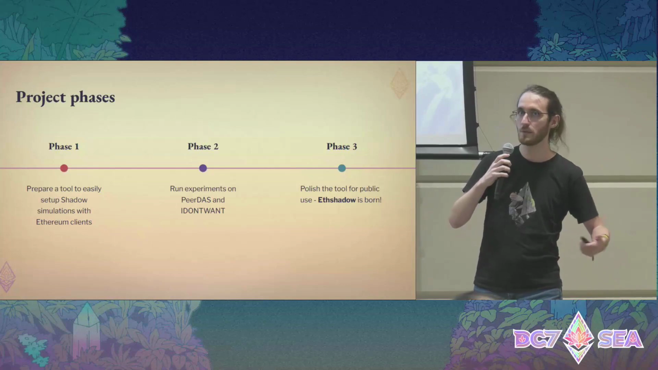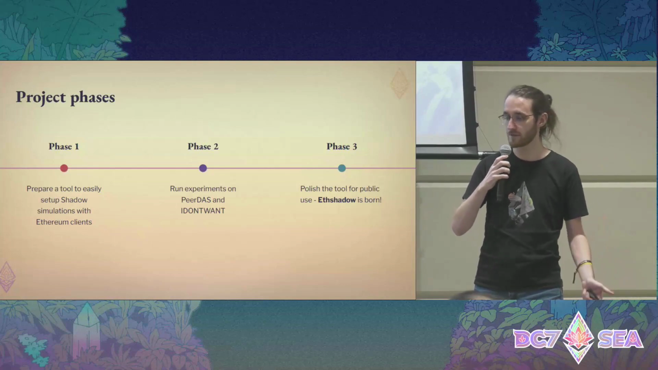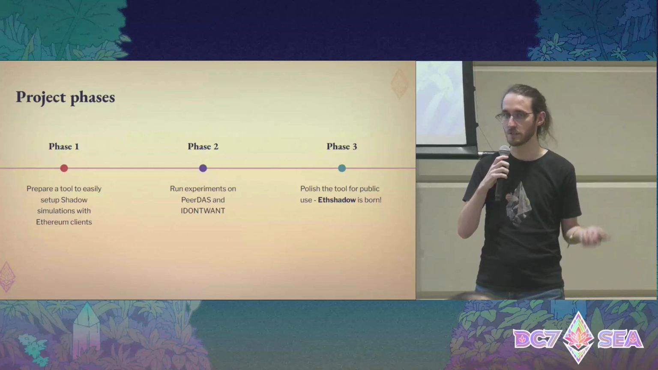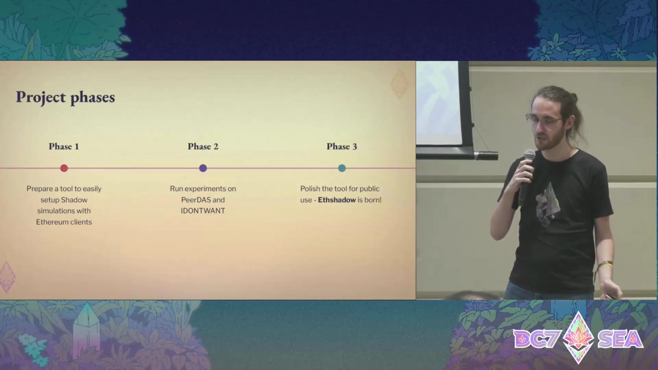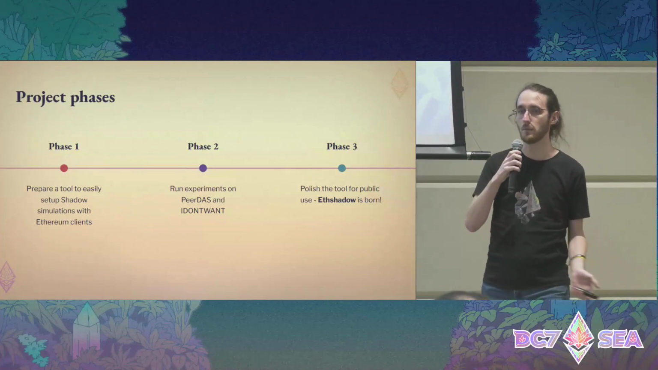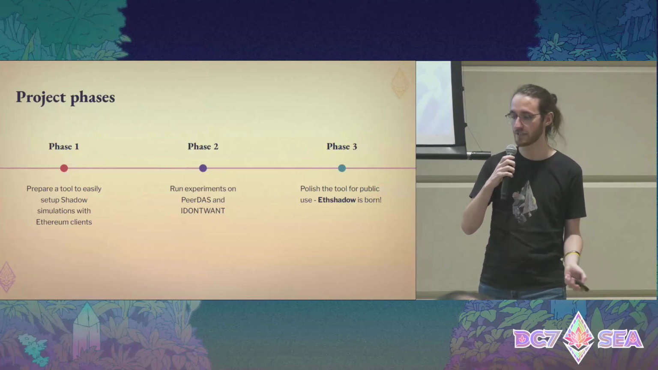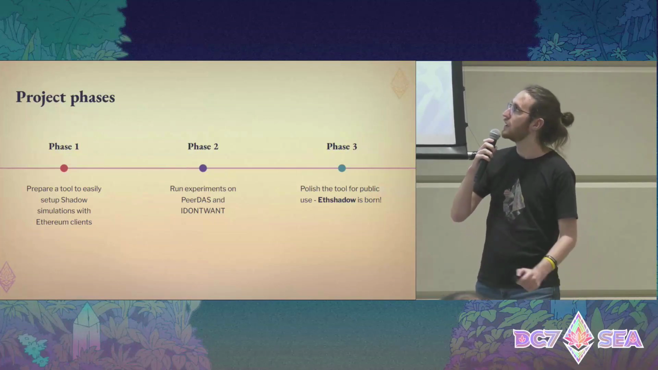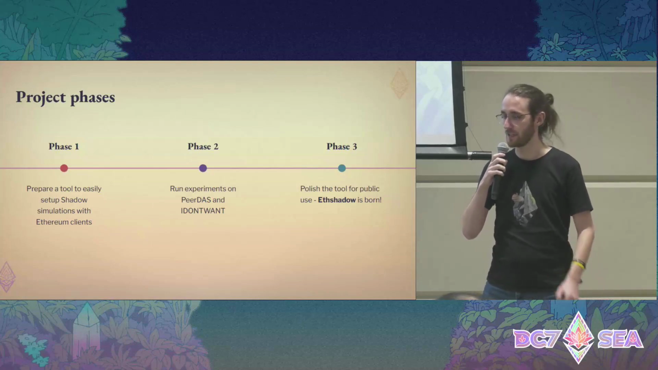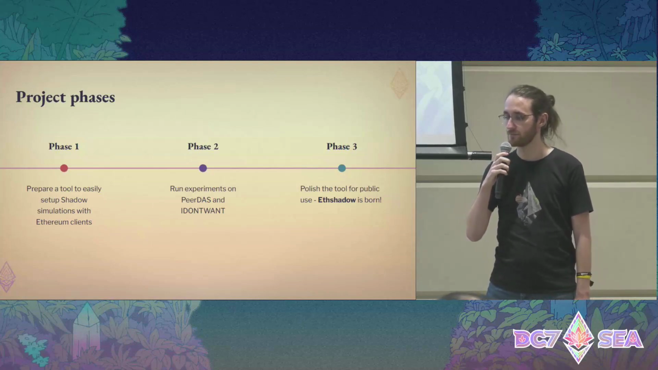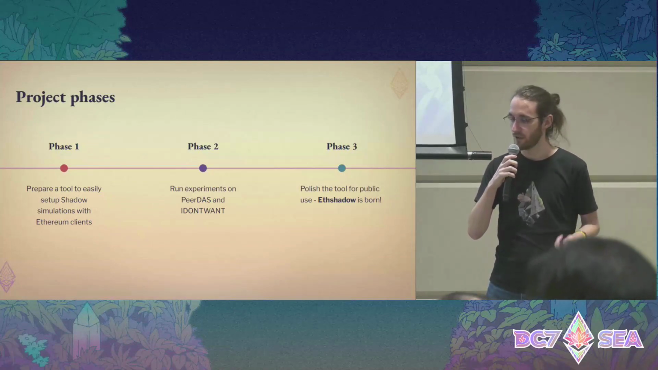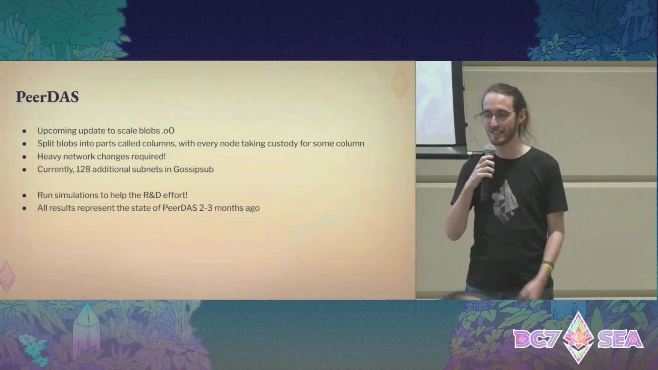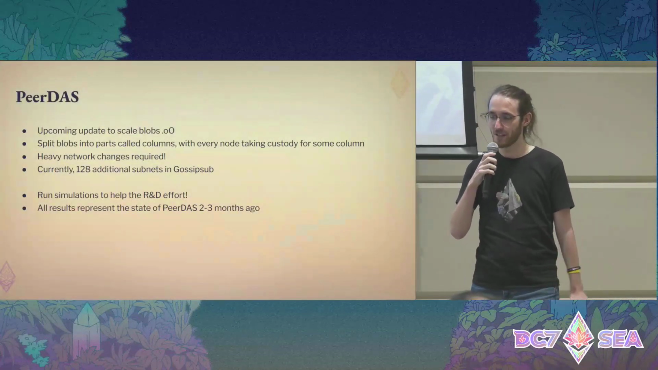So to sum it up, there are two main artifacts from my project: the experiment results and Ethshadow itself. In this presentation, I will focus on my results from PeerDAS, and afterwards also show you, slowly or quickly, Ethshadow. Right. So, PeerDAS.